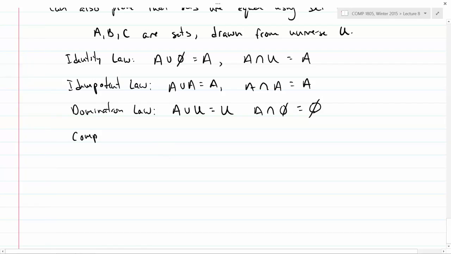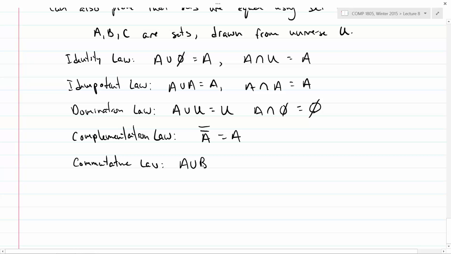We have something called the complementation law. And this is just like the double negation law. So if you take a set, complement it, and then complement it again, you get back the original set. That shouldn't be too surprising. Moving on, we have the commutative law. And that says that A union B is exactly the same as B union A, and similarly for intersection. So A intersect B is the same as B intersect A, as usual.